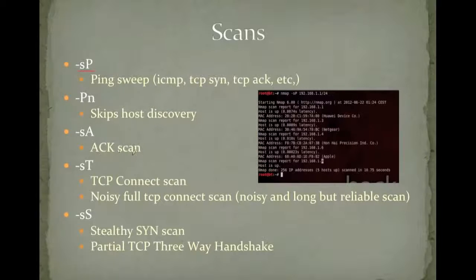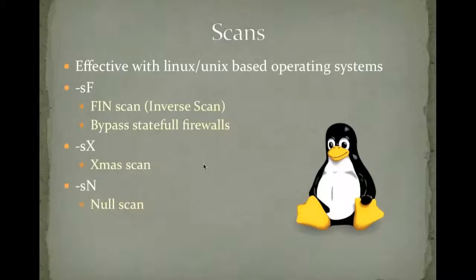-sA uses an ACK scan. -sT is a TCP connect scan, which is a noisy full TCP connect scan that uses the three-way handshake: SYN, SYN-ACK, and ACK. This is a very noisy and long scan, but it's very reliable. The -sS is a stealthy SYN scan, and it uses a partial TCP three-way handshake, and it's also very quick. I like using that scan. These are the scans that are very effective with Linux and Unix-based operating systems, but Windows doesn't handle these very well, and I guess it's sort of an extra security feature within Windows.